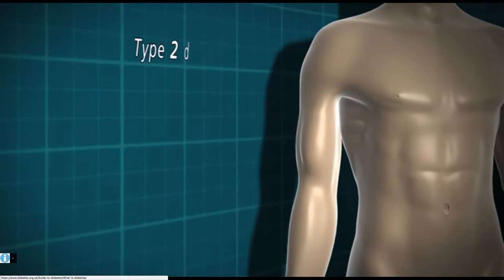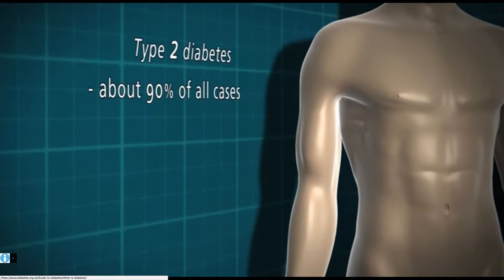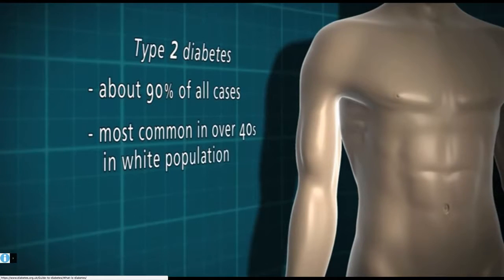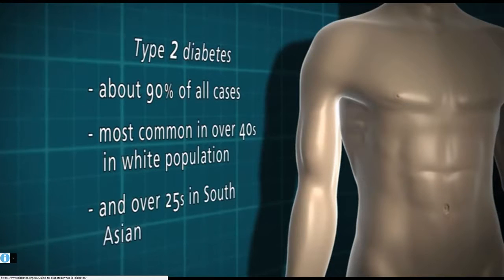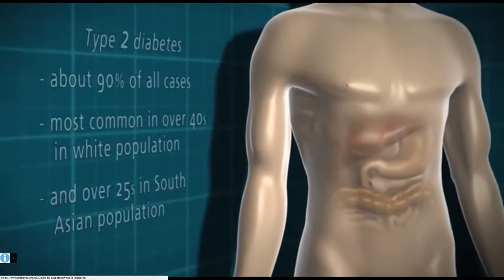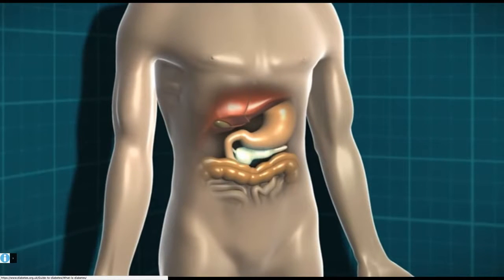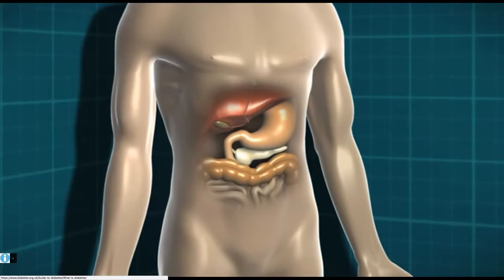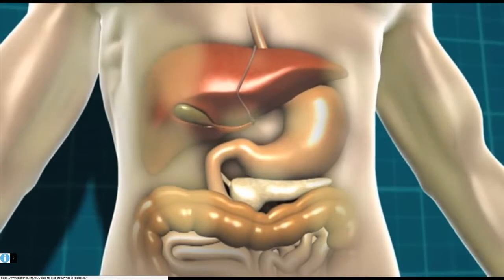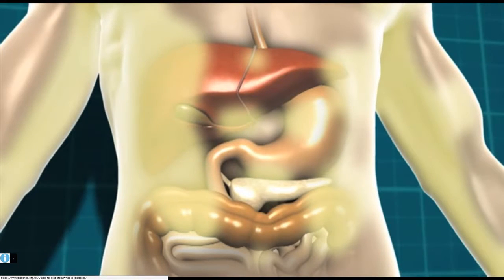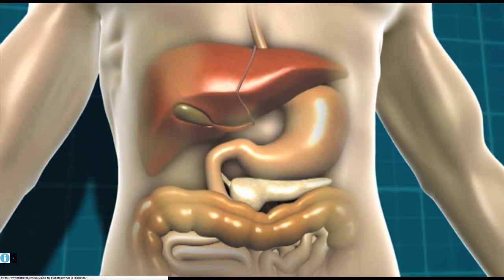Type 2 diabetes accounts for about 90% of all cases in the population. It's most common in the over 40 age group in the white population, and in the over 25 age group in the South Asian population. Type 2 diabetes is a little more complex because there's slightly more processes at work. Either the body isn't producing quite enough insulin, or the insulin it is producing isn't working properly. That can be due to being overweight because a buildup of fat can stop insulin doing its job properly, but it can also happen in people of a healthy weight.